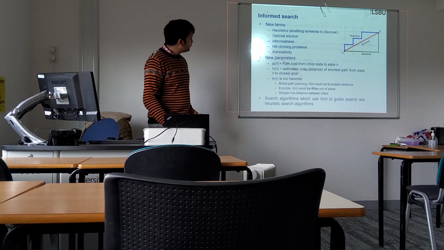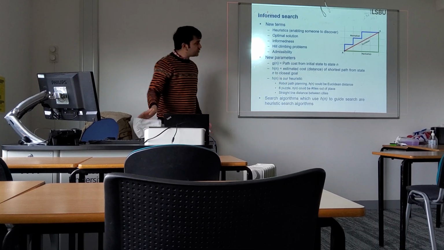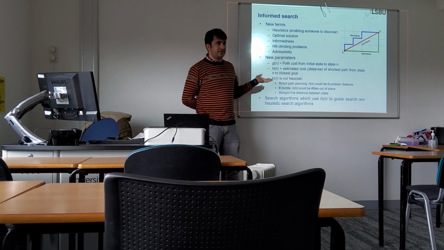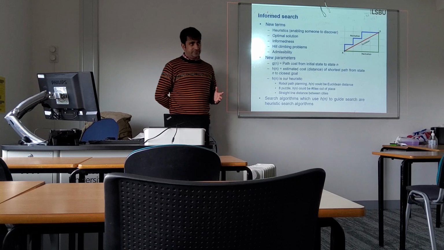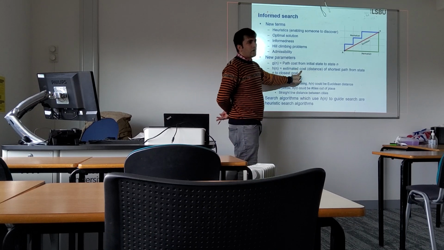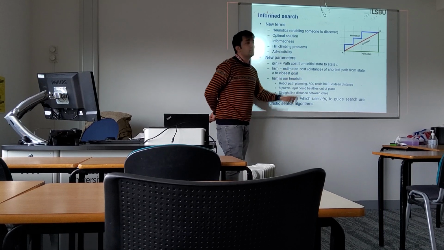So, that's why we say that G of n is the path cost from the initial state to state n, any state, like we have done in uniform cost search. H of n is the heuristic. Heuristic means any function: the estimated cost, the distance of the shortest path from a state to the closest goal.